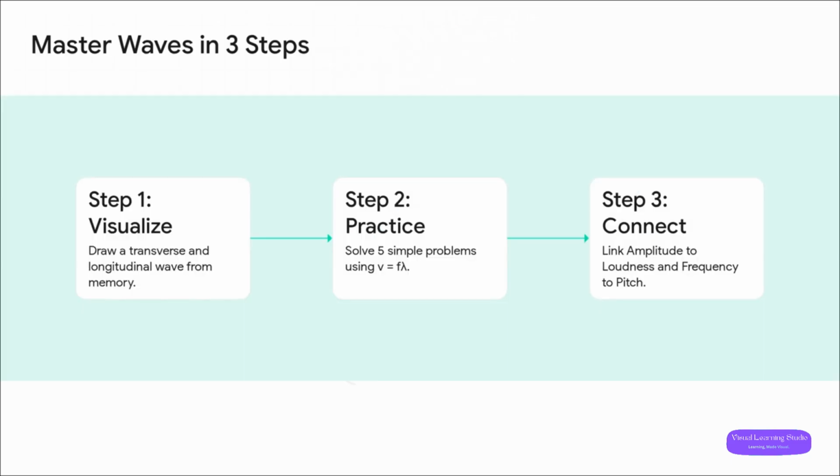So what can you do to really make this stick? I've got a simple 3-step plan for you. First, just try to draw both kinds of waves from memory. Can you show how the particles move? If you can, you've got it. Second, do a few practice problems with the main formula. And third, and this is a big one, make a little chart that connects amplitude to loudness and frequency to pitch. Do those 3 things and you will own this topic.